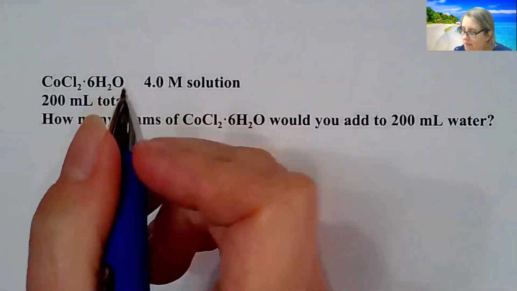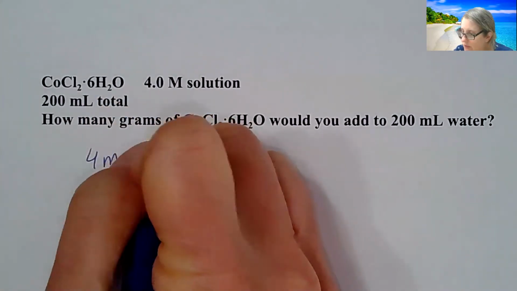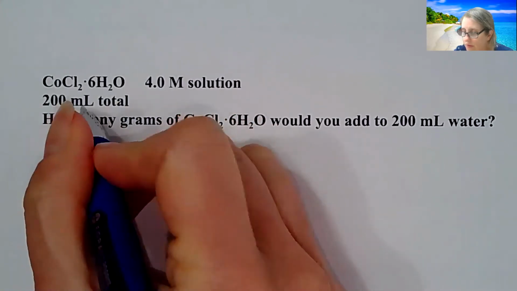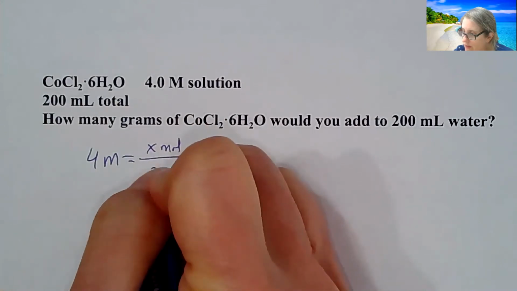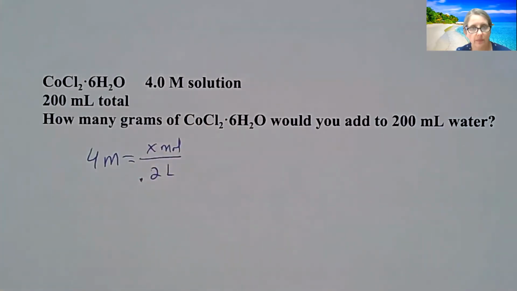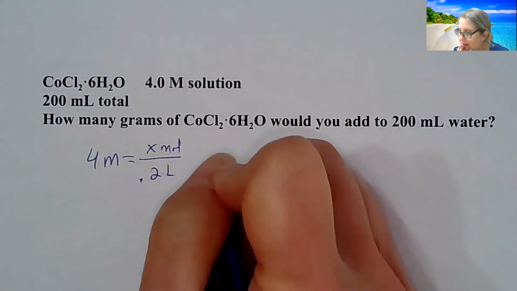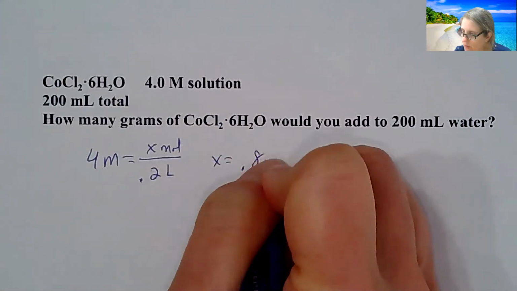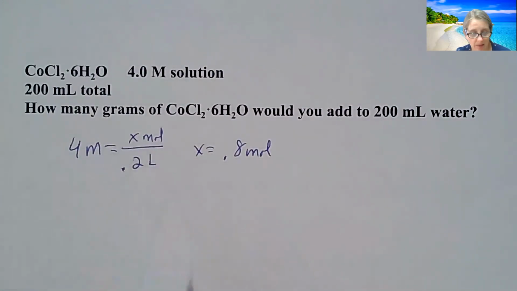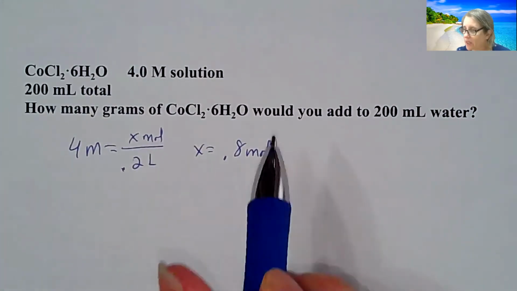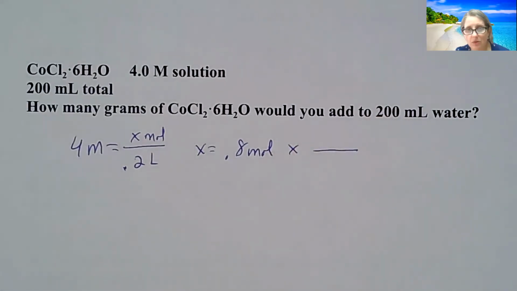Okay. So what I'm going to do is set that up. So 4 molar is equal to X moles over, and then milliliters, again, I'm going to move the decimal 3 over, so that's going to be 0.2 liters. Okay. Math-wise, I'm going to take 4 times 0.2, so I get 0.8 moles that I need to make that particular concentration.